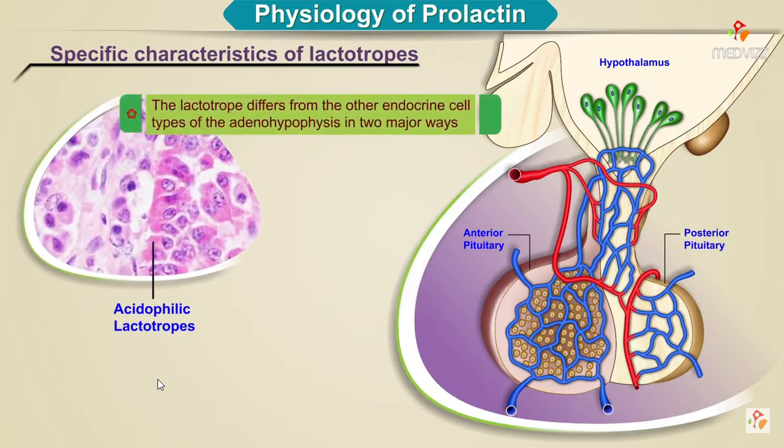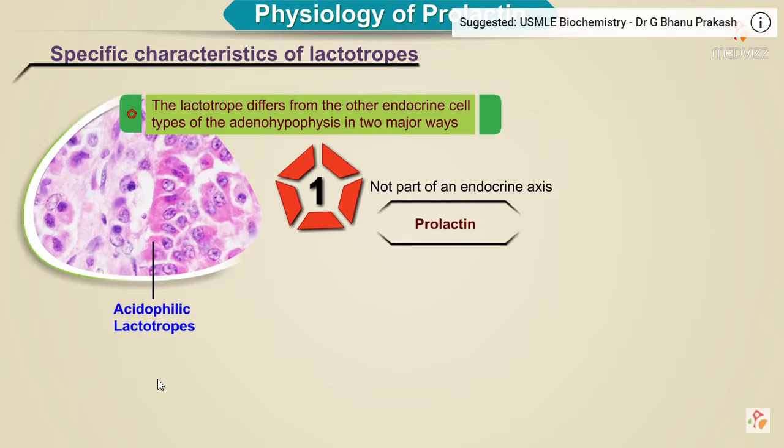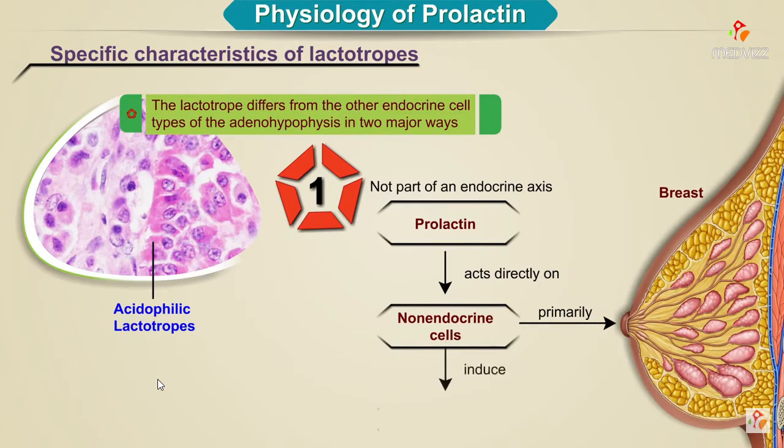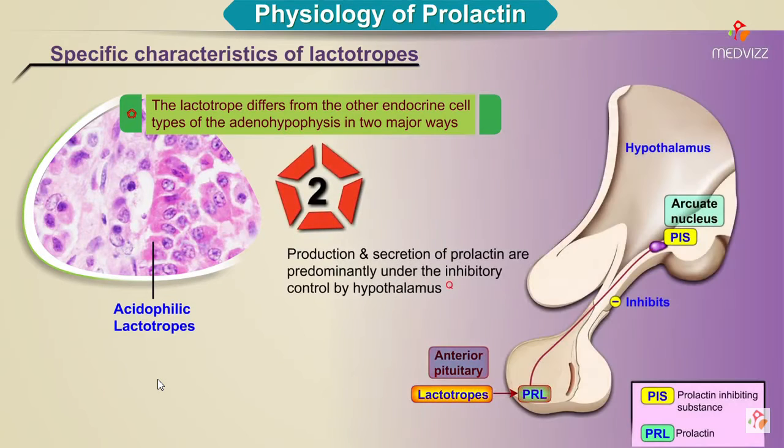Specific characteristics of lactotropes. The lactotropes differ from other endocrine cell types of the adenohypophysis in two major ways. The first is that the lactotrope is not a part of an endocrine axis, which means that prolactin acts directly on non-endocrine cells, primarily of the breast, to induce physiological changes. The second is that production and secretion of prolactin are predominantly under the inhibitory control of the hypothalamus.